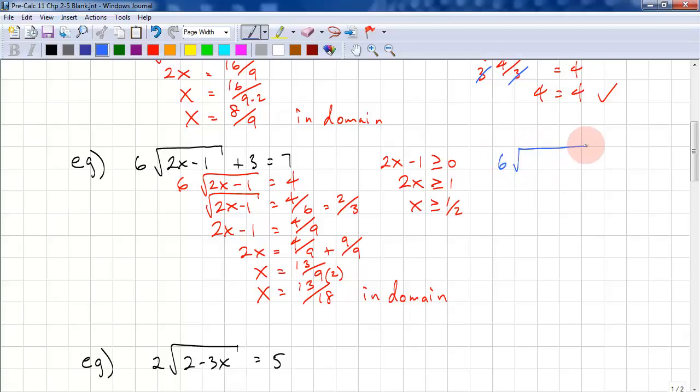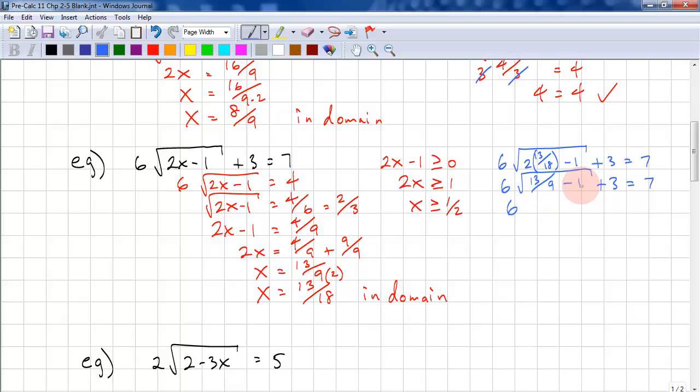6 times square root 2 times 13 over 18 minus 1 plus 3 equals 7. What we would like to do is just work with one side, just leave the 7 alone. 6 times square root. We have a 2 in the numerator and 18 in the denominator, so the common factor is 2. So we have 13 over 9. 18 divided by 2 is 9, minus 1, plus 3 equals 7.